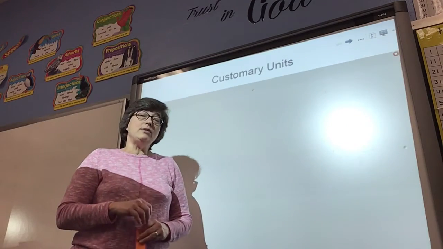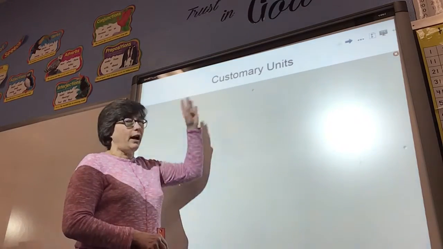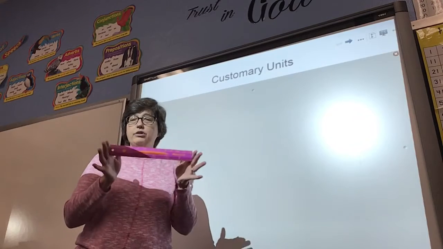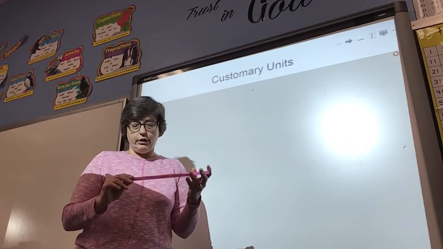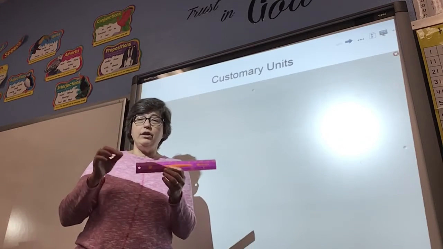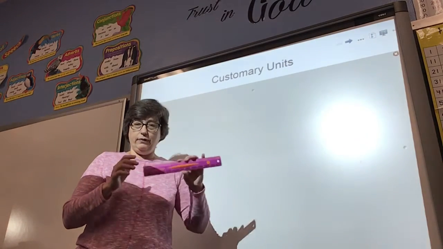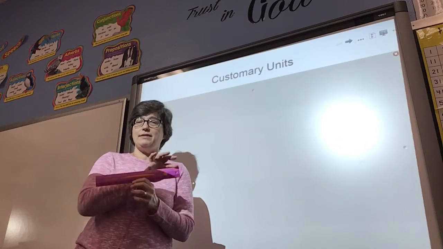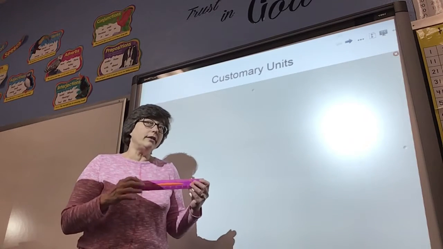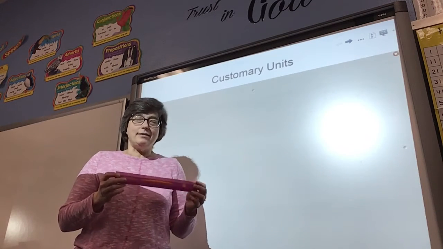Now in the United States, we use the standard units or the customary units. And we would measure with a ruler. So you have your ruler, and at the top would be your inches, and then if you flip it over, most rulers would have the centimeters, which is called the metric system, right?